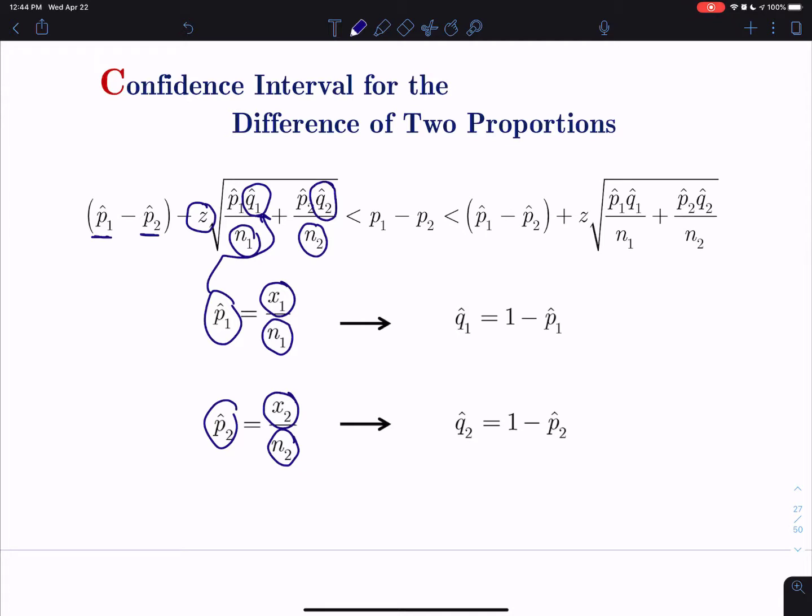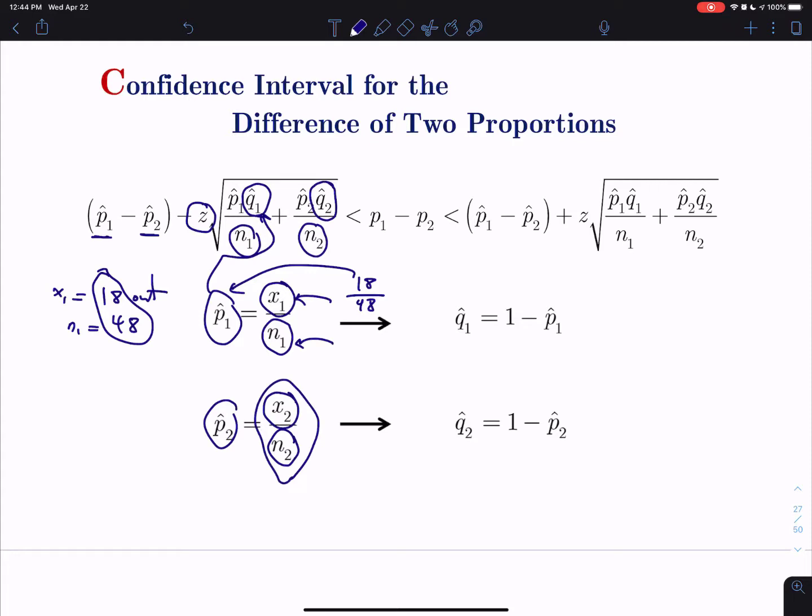But most of the time, they'll give you the X and the N, so they say like 18 out of 48. So here 18 is X1 and 48 is N1. So always X is smaller than N. So they're going to give you this usually. And the way you have to do it is you just have to divide them to get P1 hat. So that's how you'll find P1 hat. They're also going to give you X2 and N2, and you'll divide them to get P2 hat. And once you have P1 hat and P2 hat, then you can do 1 minus P1 hat and 1 minus P2 hat to get Q1 hat and Q2 hat.